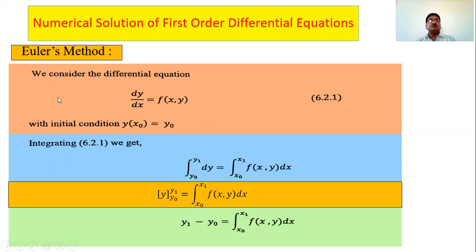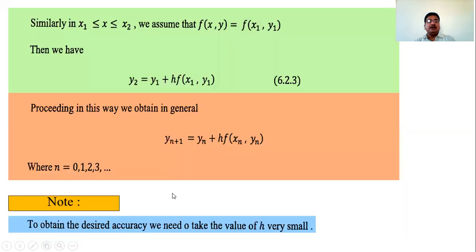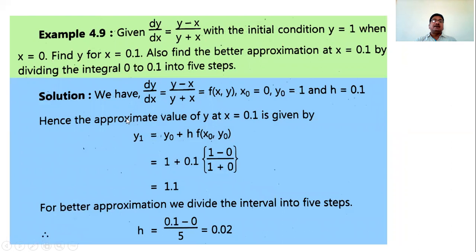So the question on this topic is: discuss the Euler's method. Start writing from here, and write this as the general formula. The note is: to obtain the desired accuracy, we need to take the value of h very small. That is, if we take h as a small value, then we get a more accurate answer.